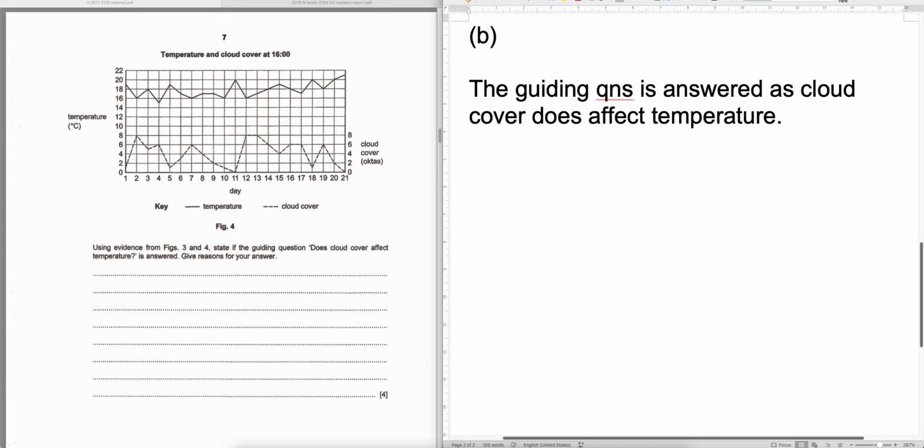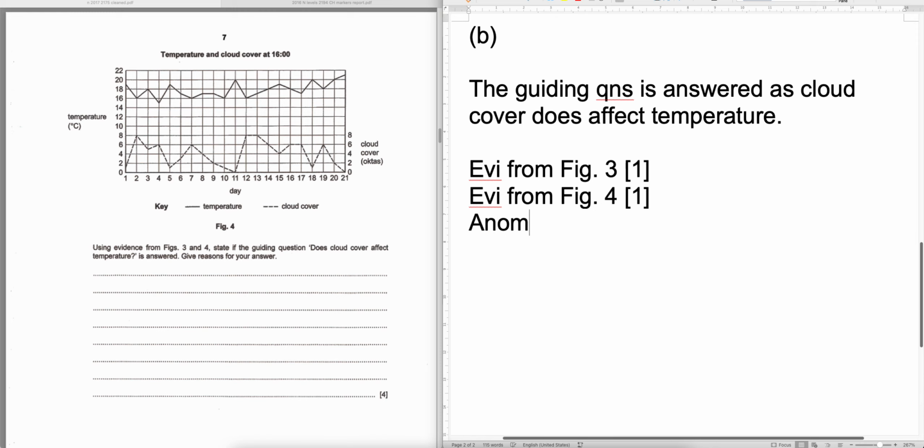Now most of you are able to give me evidence from figure 3 and figure 4. Evidence from figure 3, that will be 1 mark. Evidence from figure 4, that will be 1 mark. Some of you gave me anomalies, some of you didn't. If you did, that will have given you 1 mark.